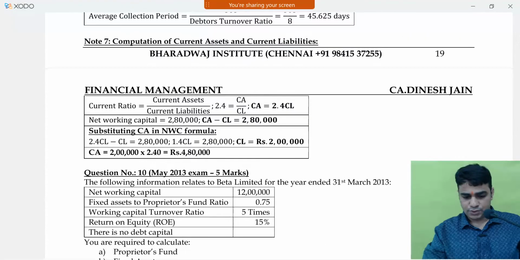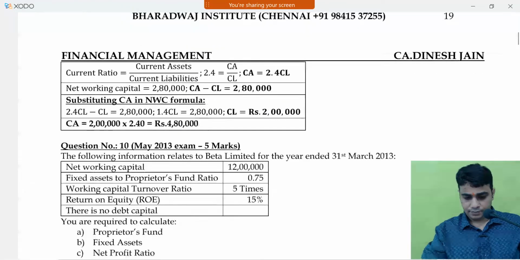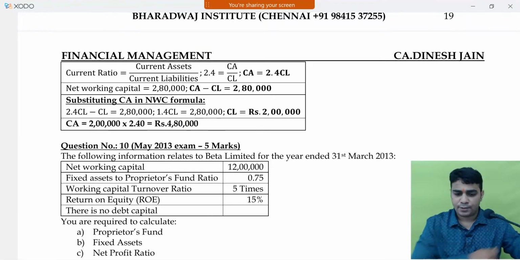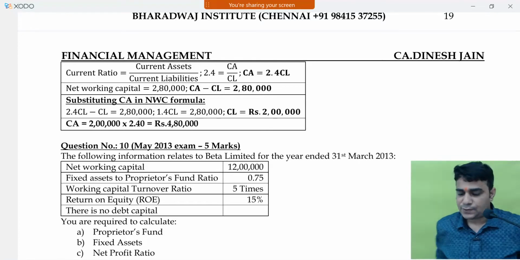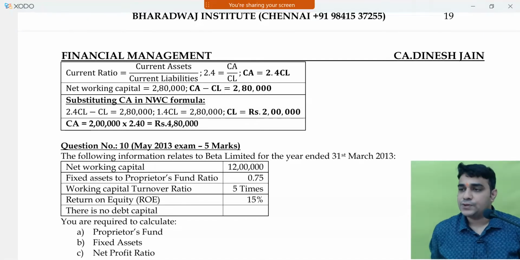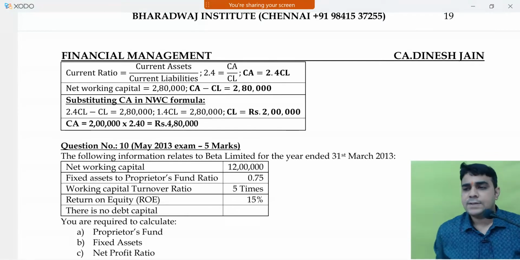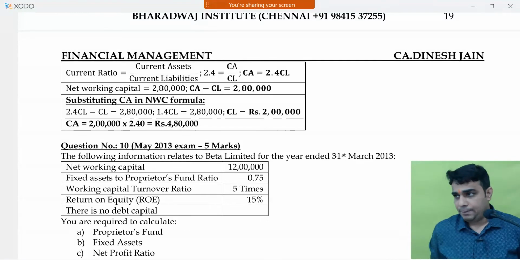Okay, go through 10. It's a very simple question, but I've used this understanding in one of the problems. I'm going to use it again. This is a typical 5-mark exam question, or it gets added onto a detailed problem also.